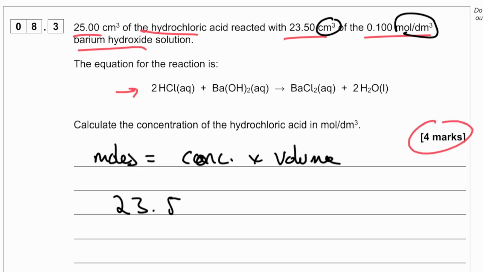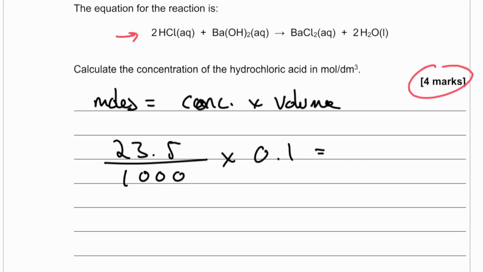So we're going to convert the centimeters cubed to dm cubed. We do that by dividing by 1000, and then we can just plug this into our equation, concentration times volume. So this is our volume, so let's multiply it by our concentration, which was 0.1 moles per dm cubed. And when you put that into your calculator, you should get an answer of 0.00235 moles. Okay, so this is the moles of barium hydroxide. So let's actually label that.